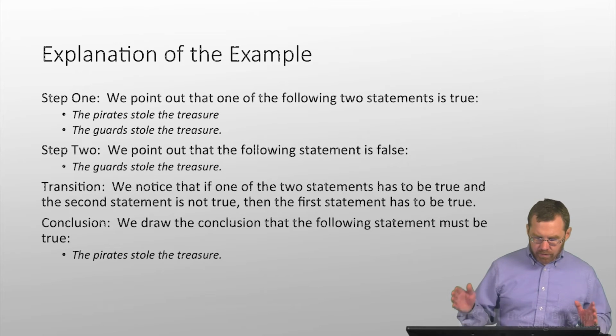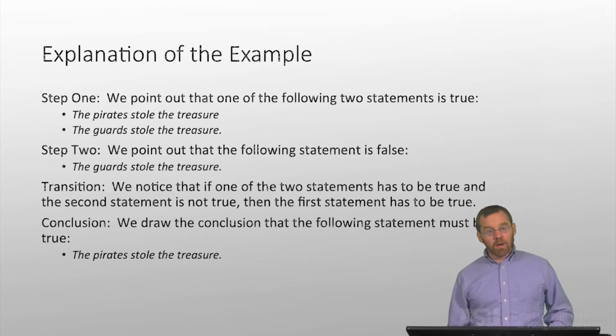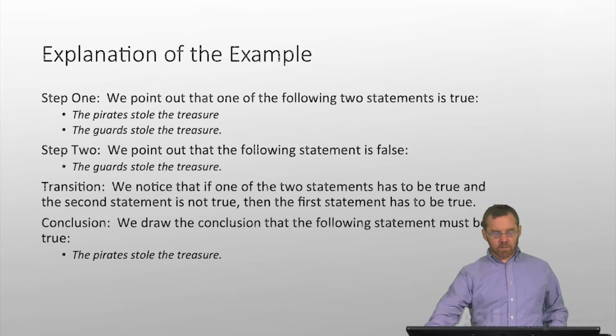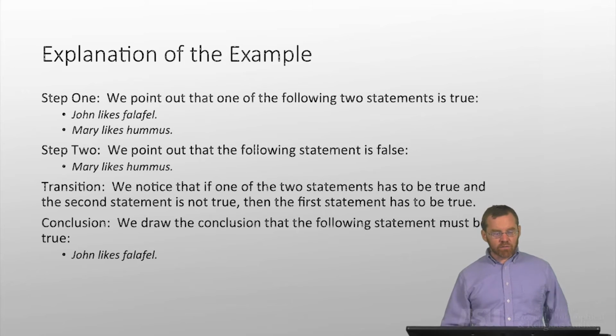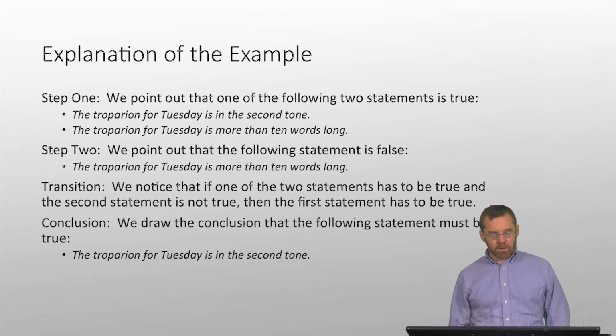So notice, this was our explanation of the example. But we could substitute in other sentences and it will work the same way. John likes falafel and Mary likes hummus. Well, if one of those two statements has to be true and the second one is not true, then the first one has to be true. Or, here's more stuff about troparia. The troparium for Tuesday is in the second tone. The troparium for Tuesday is more than 10 words long. Well, if one of those two statements has to be true and the second one is not true, then the first one has to be true.